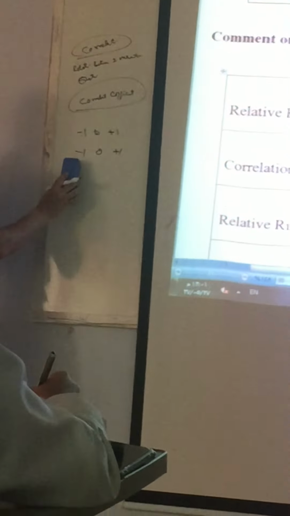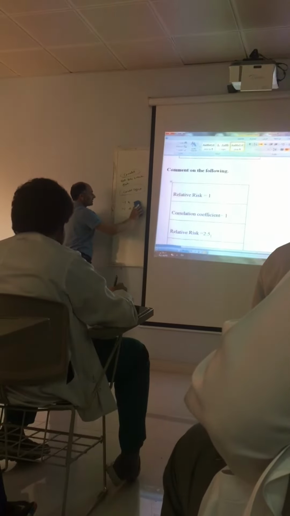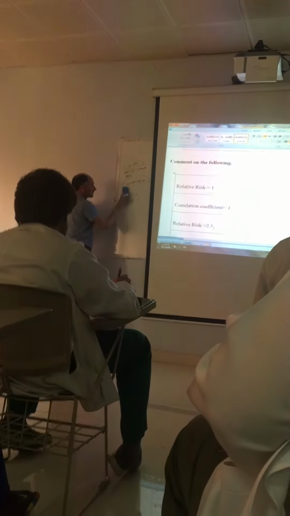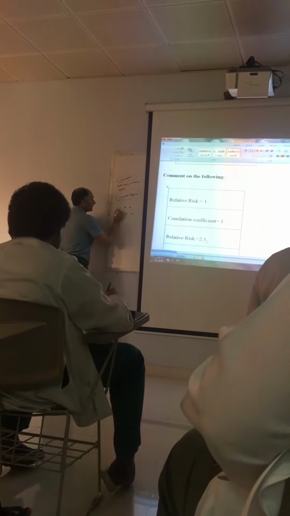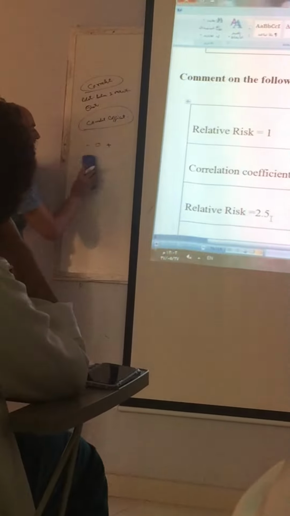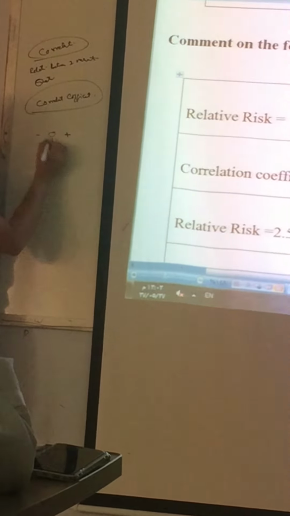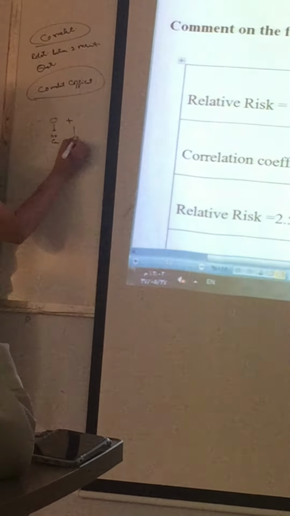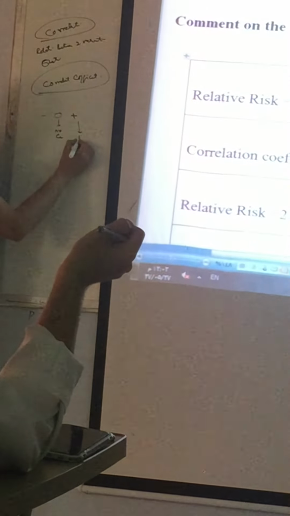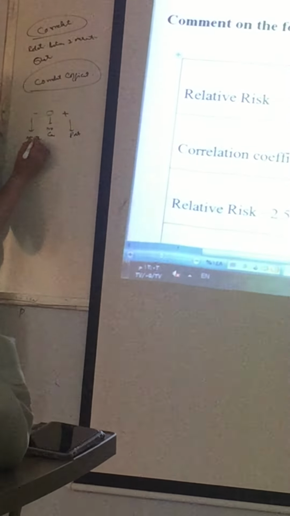So we can have a negative correlation, no correlation, or a positive correlation. This is called no correlation. If you get a plus value any time, this is called positive correlation. And if you get a minus value, it's called negative correlation.